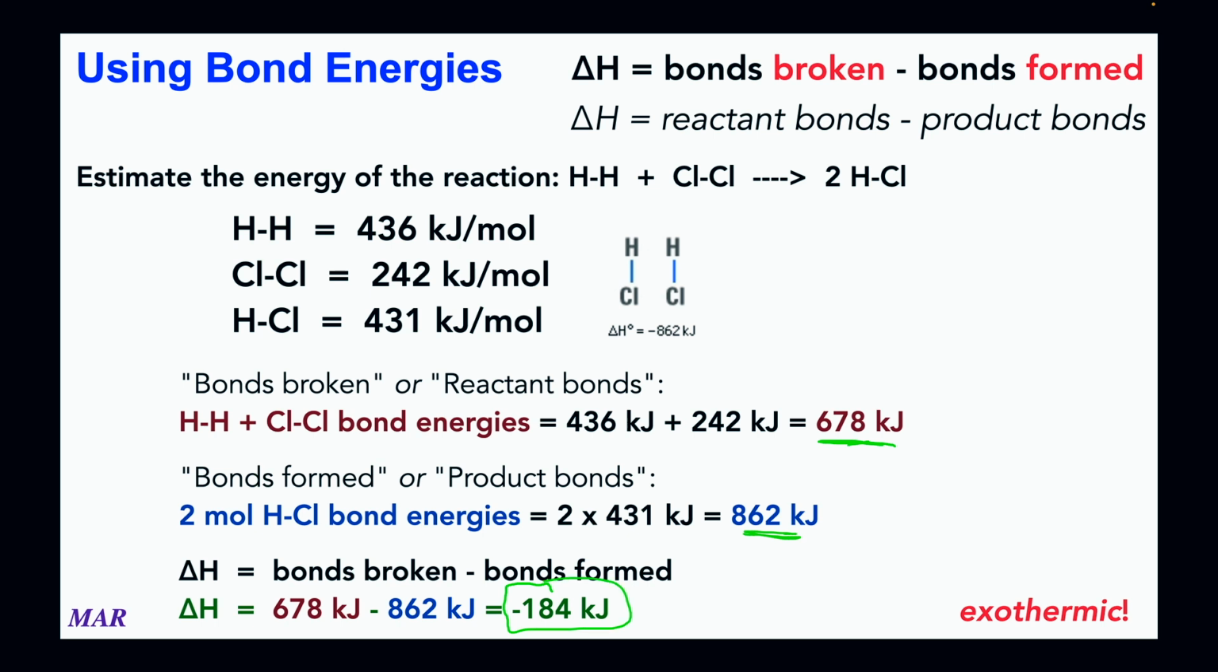This is an exothermic reaction. All right, you're going to get energy out upon making hydrogen chloride. So again, to do these kind of problems, you almost always need the Lewis structures, and then it's bonds broken minus bonds formed, or reactant bonds minus product bonds. Either way is fine.